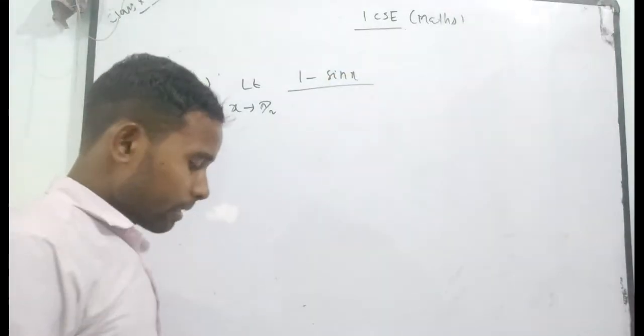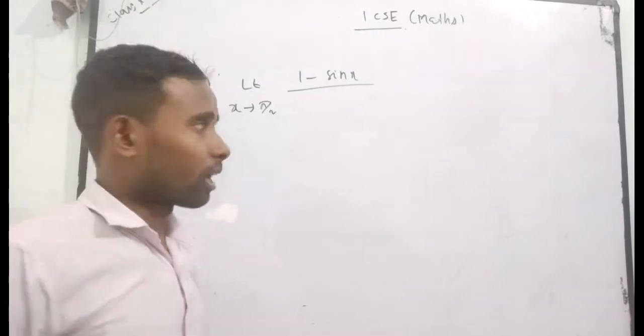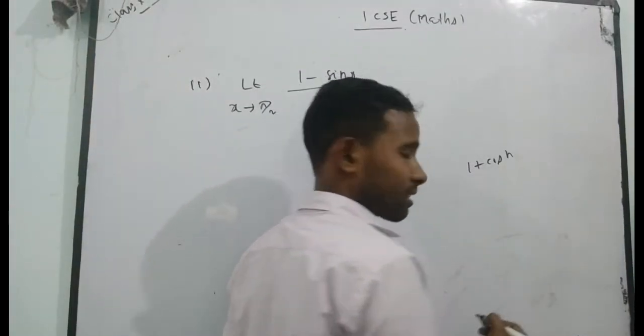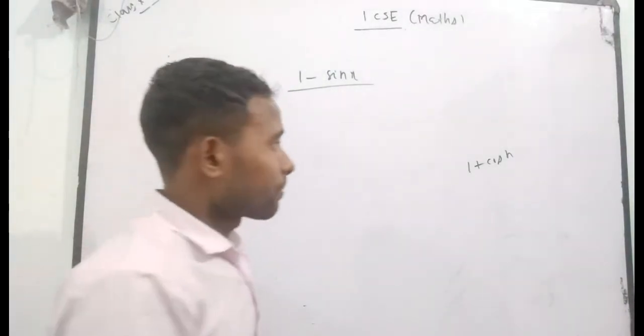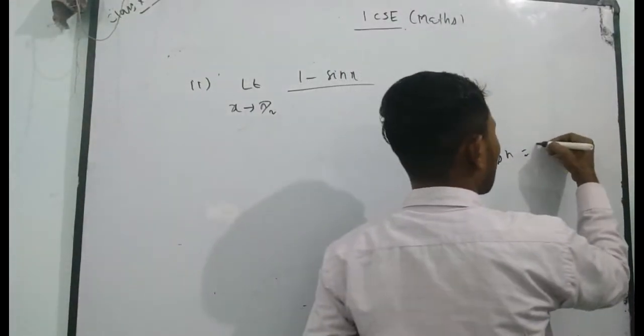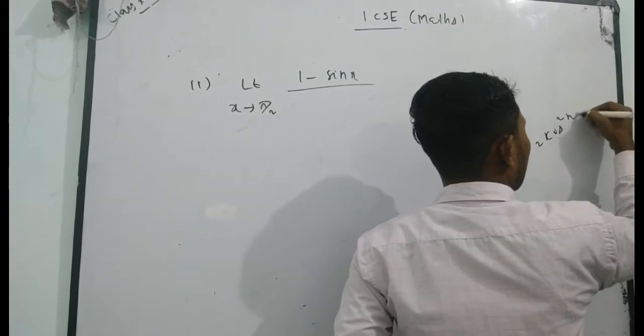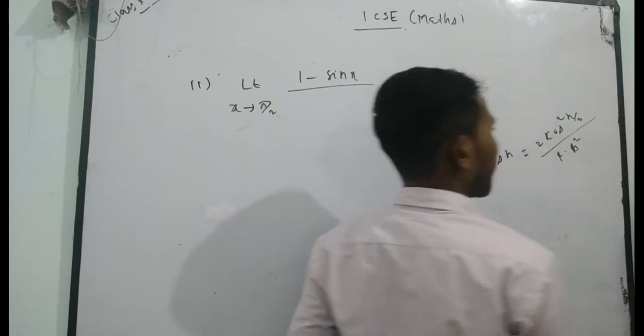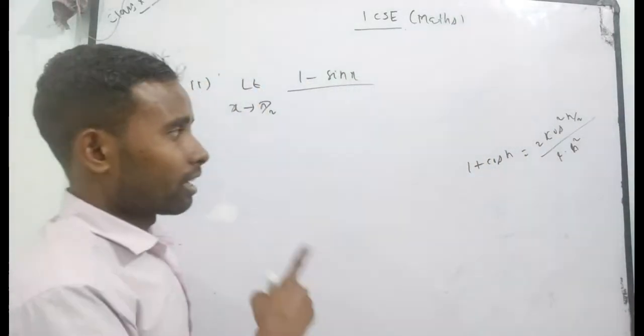Sorry, in the previous problem I have used a wrong formula, be careful. In the last step I have taken here 1 plus cos x. As you know, 1 plus cos x is equal to 2 cos square h by 2, into 4 times in the denominator you get h square. So correct it. I have made some mistakes here.